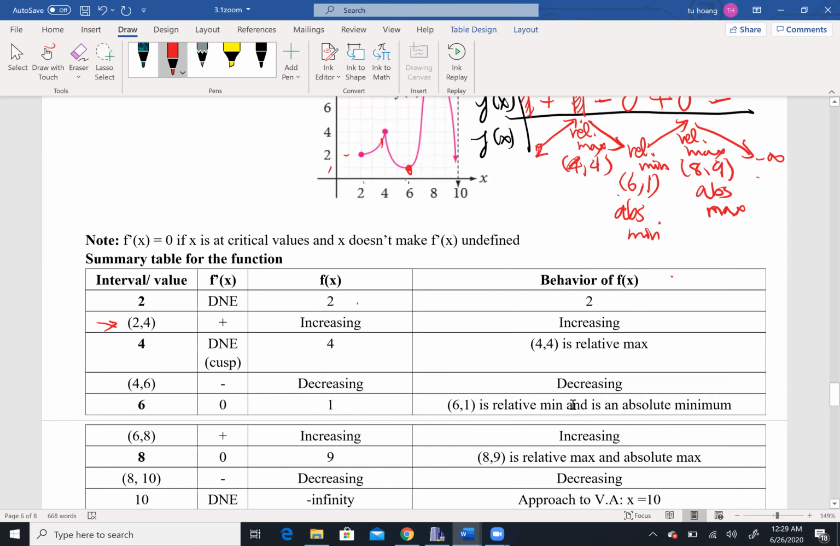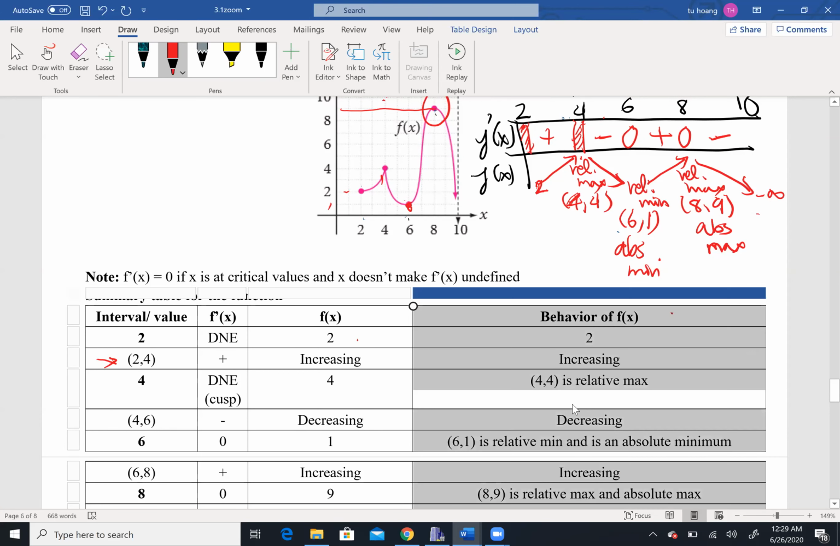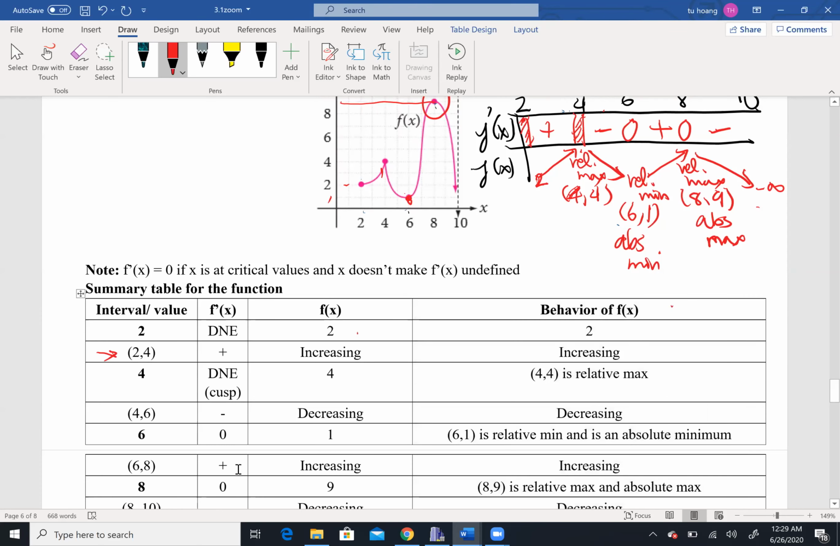And from 6 to 8, I notice that the graph is increasing. So f'(x) can be positive, and the behavior of f(x) is also increasing. Okay. And the special case when x equals 8, I'm pretty sure that is a critical value. And that's giving me f'(x) equal to 0. And the 9 here is the value of f(x). And (8, 9) is going to be the relative maximum and also the absolute maximum.